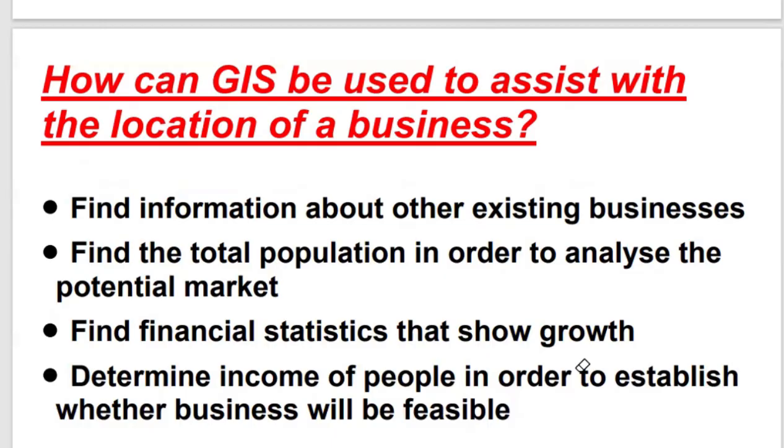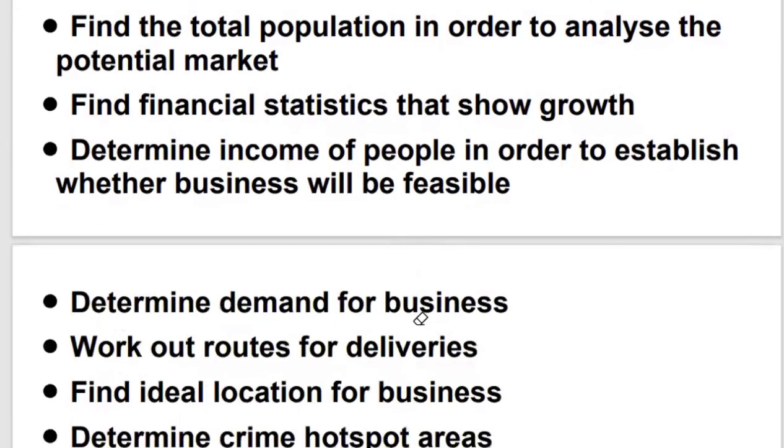Then you go and locate in an area which is very sparsely populated, where you cannot even get half the number of people. It means you have failed to locate your business where there is a threshold population to support your business, and ultimately, the potential of failure of such businesses will be high. Then find financial statistics that show growth. You can also analyze and try to identify information on the financial positions and also the level of income of the potential customers in the area. Then also determine the income, like what I've said, of people in order to establish whether the business will be feasible.